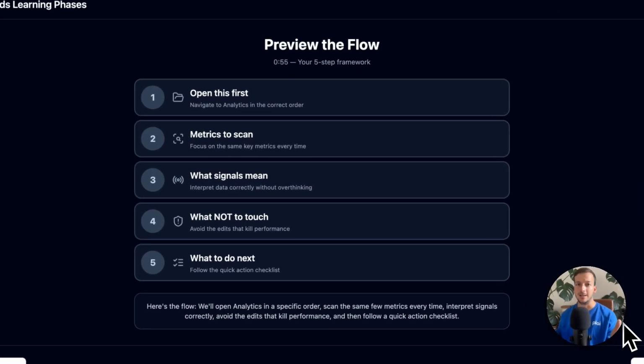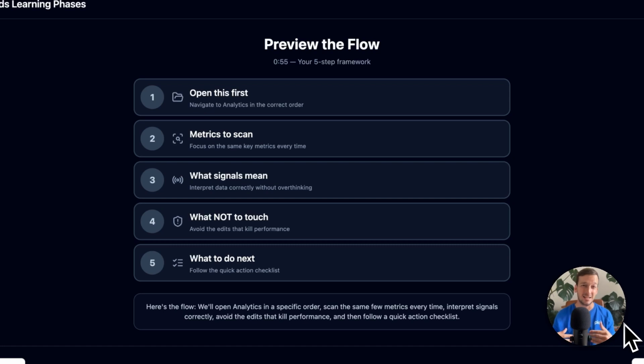First of all, we're gonna check the navigation, the metrics that you should scan, the signals and what they actually mean, what you shouldn't touch, which is of course really important because that's probably the most common mistake, and also what you should be doing next.